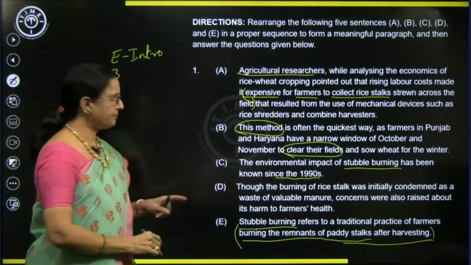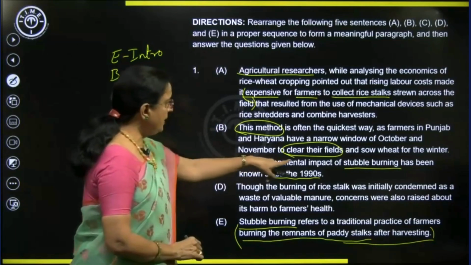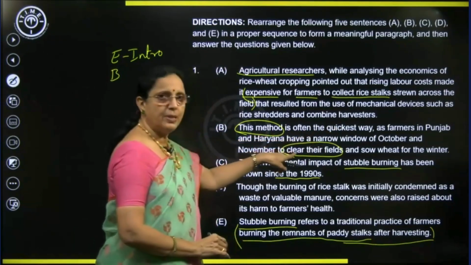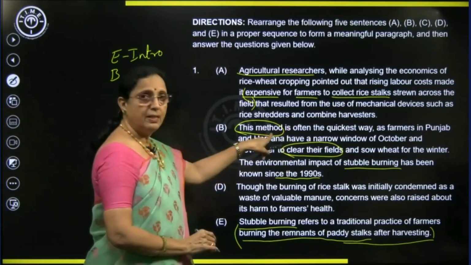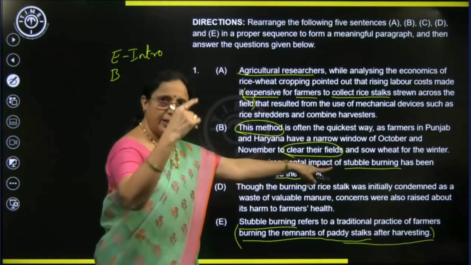Done. Next one. Okay. After that, the environmental impact of stubble burning. Here it is. Quickest way to burn this one. And then what's the impact of this method? Impact of this method is environmental impact of stubble burning. So, idea is flowing.